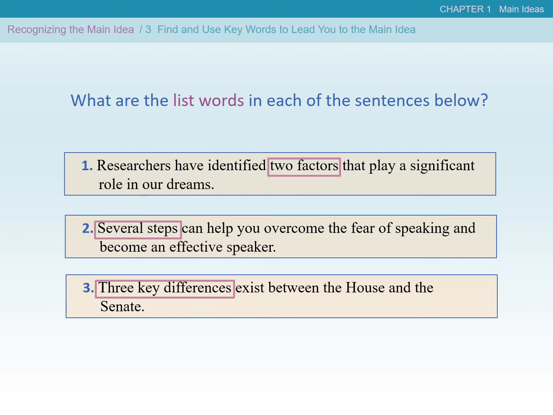This is really very common in academic writing, and it is a really great indicator. It shows that a list of items will be appearing throughout the passage.